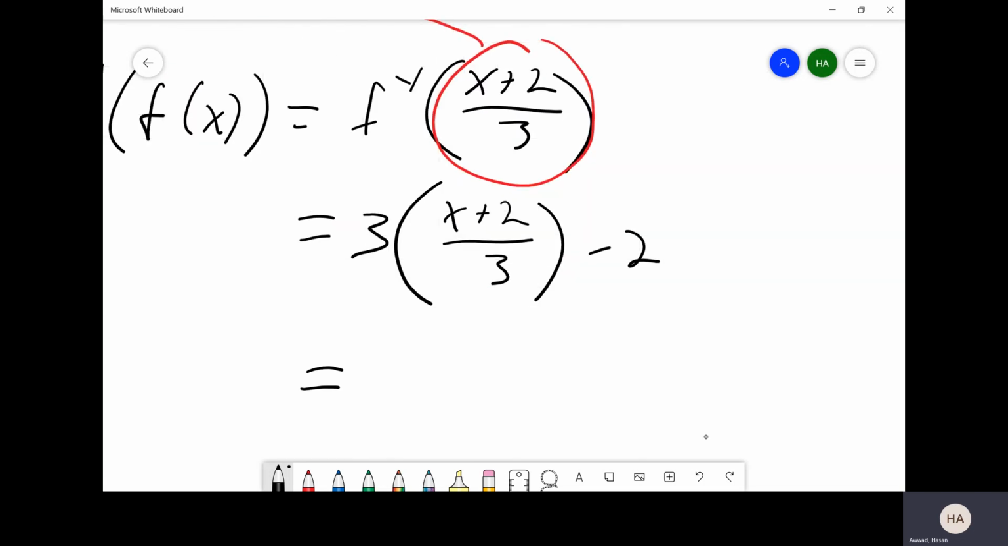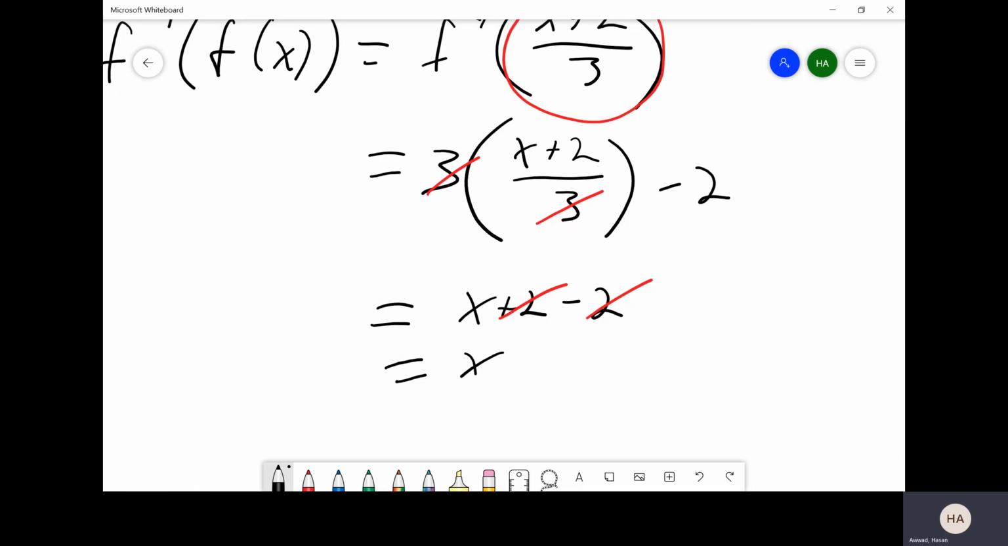Okay, let's simplify. We have a multiple of 3 on the outside, and we're dividing by 3 on the inside, so these can just cancel out. We're left with x plus 2 minus 2. We see that these cancel out, and we're just left with x, as we expected. So we have now shown that this is, in fact, the inverse function, and if you did it the other way, you should still end up with just an x. Okay? So that is an inverse function.